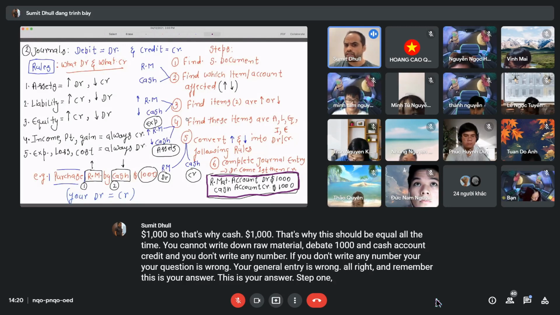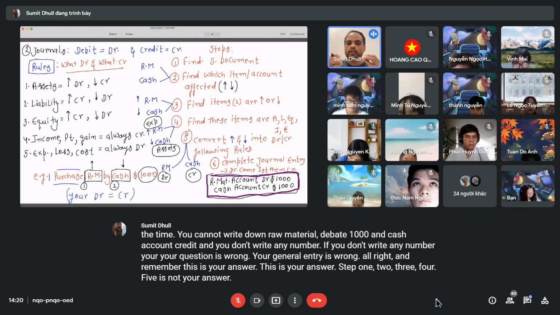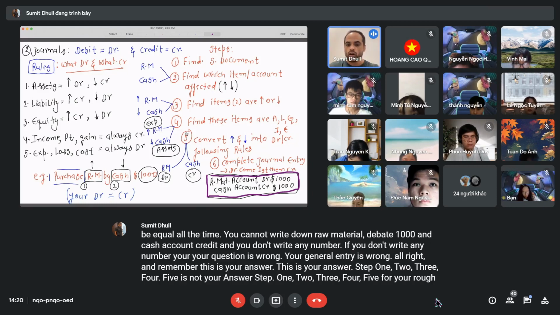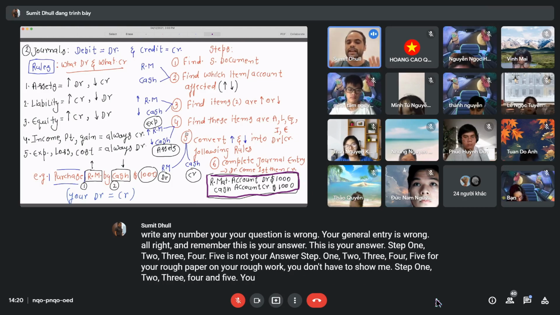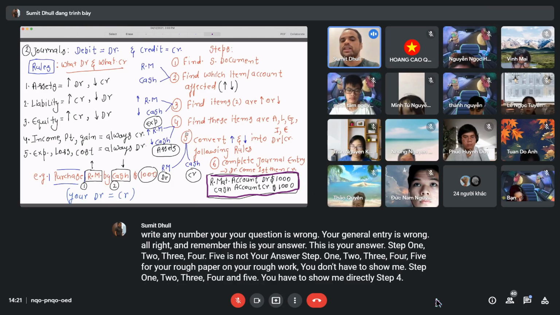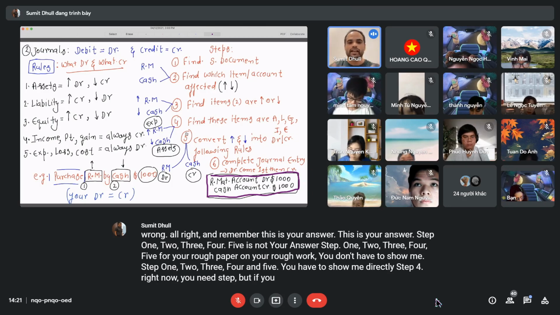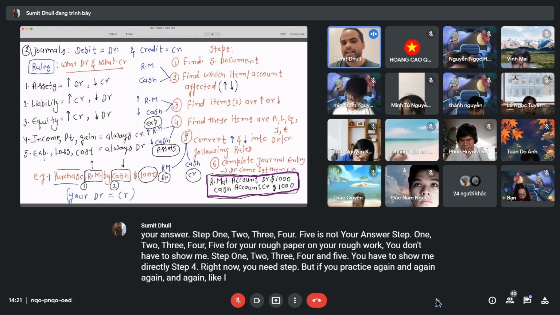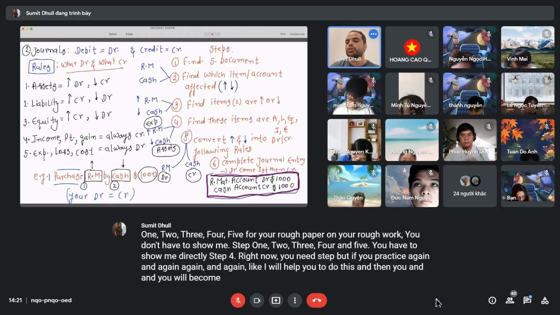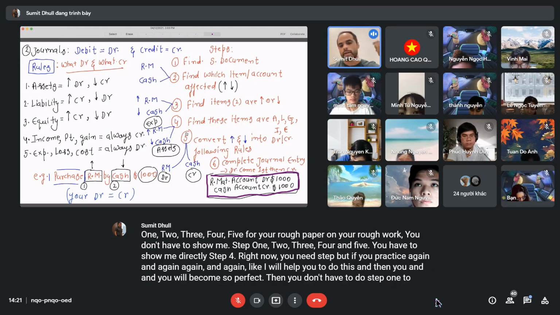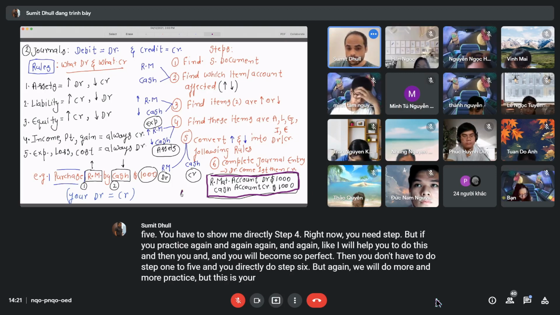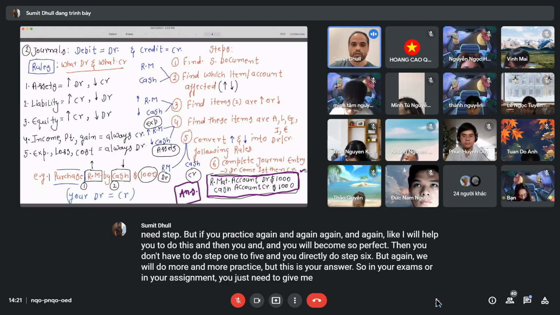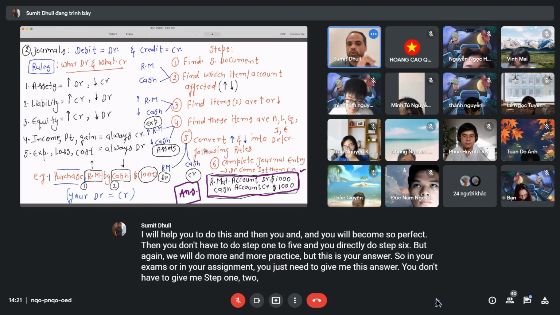Step 1, 2, 3, 4, 5 is not your answer. Step 1, 2, 3, 4, 5 is for your rough paper, your rough work. You don't have to show me step 1 to 5. You have to show me directly step 6. Right now you need the steps, but if you practice again and again, I will help you, you will become so perfect that you don't have to do step 1 to 5 and you directly do step 6. But again, we will do more and more practice, but this is your answer. So in your exams or in your assignment, you just need to give me this answer. You just do the steps in your rough paper.